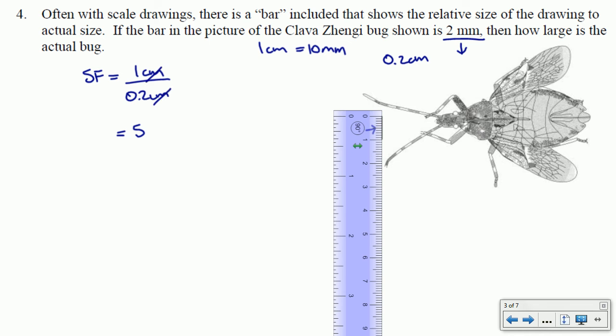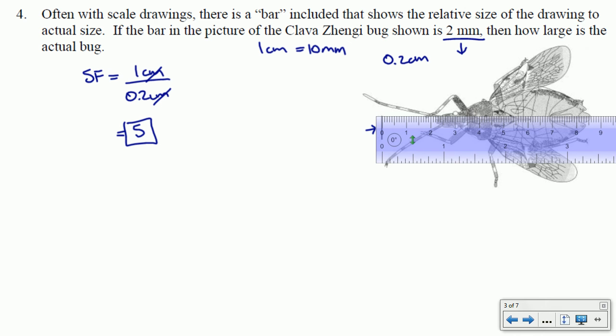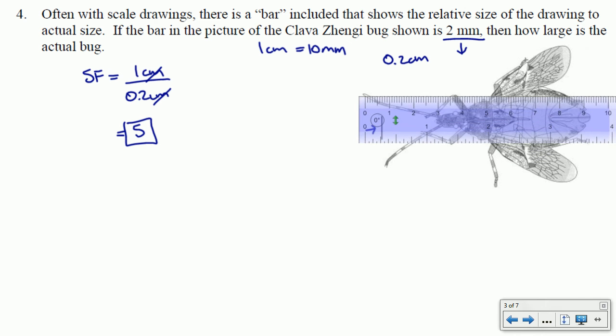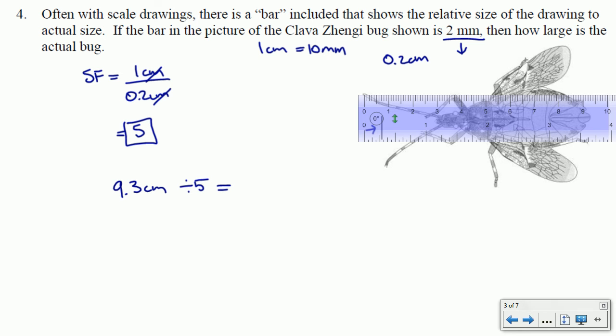So centimeters cancel, and we get a scale factor of 5. Now we need to figure out how large the actual bug is. According to the measurement of the drawing, it looks to be about 9.3 centimeters long. So if that's the length of the bug in the drawing, 9.3 centimeters, we need to divide that number by 5, and we get an actual bug length of 1.86 centimeters.